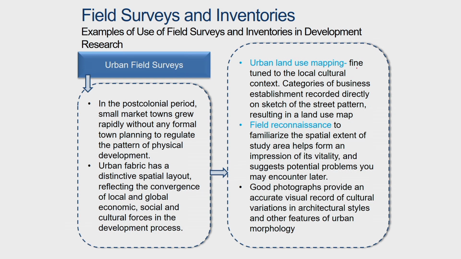So, you can have urban land mapping and field reconnaissance, with urban land use mapping fine-tuned to the local cultural context, and categories of business establishment recorded directly on a sketch of the street pattern resulting in a land use map. Field reconnaissance to familiarize yourself with the spatial extent of the study area helps form an impression of its vitality and suggests potential problems you may encounter later. Good photographs also provide an accurate visual record of cultural variations in architectural styles and other features of urban morphology.